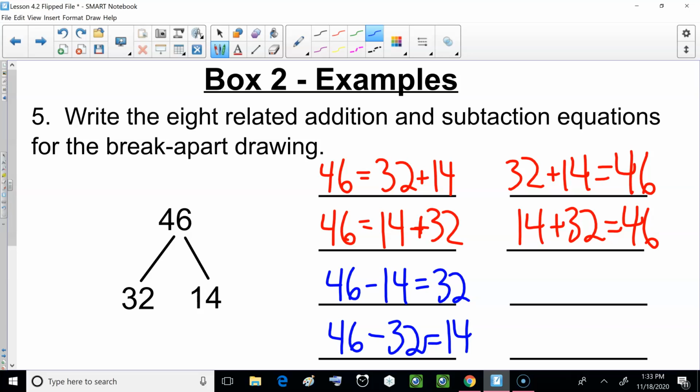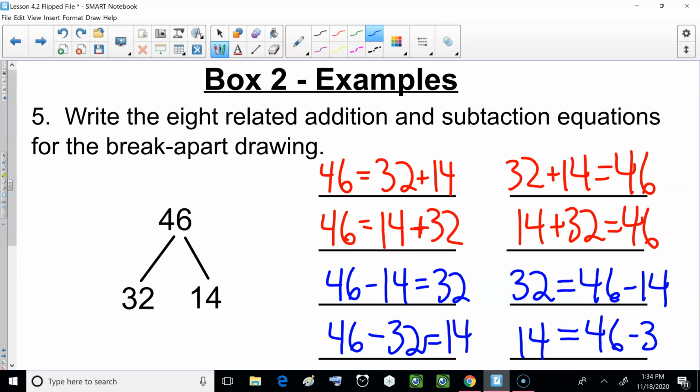And we have our answer at the end, right? The difference between 46 and 14 is 32, the difference. So the same thing on this side. We'll go and put them here. We have 32 equals 46 minus 14. And we have 14 equals 46 minus 32.